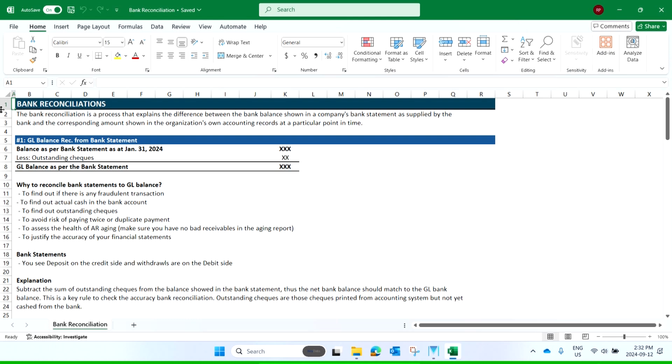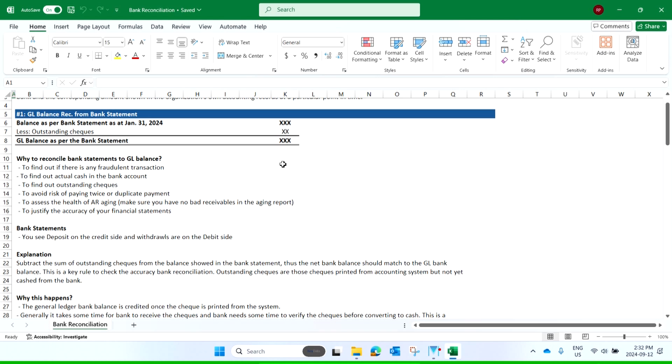So why you need to reconcile the bank statement? Let me tell you that. I was saying before that it will be a real problem if a company does not reconcile the bank statement. It's a real and a real problem. I would not feel comfortable if a company does not reconcile the bank balance. So the first one is to find out the fraudulent transaction. If any fraud transaction occurs in the bank statement, then of course you cannot identify it if you do not reconcile your bank.